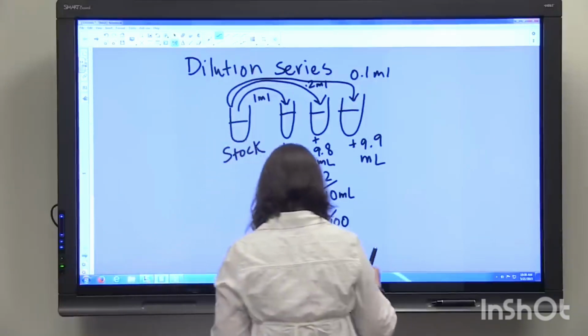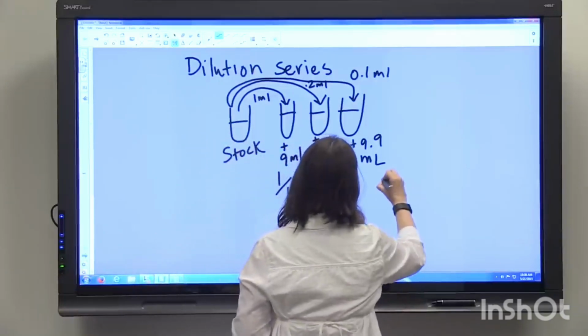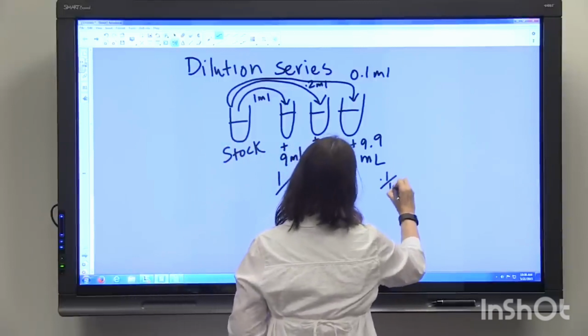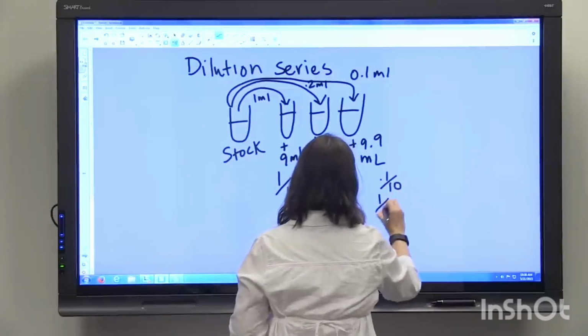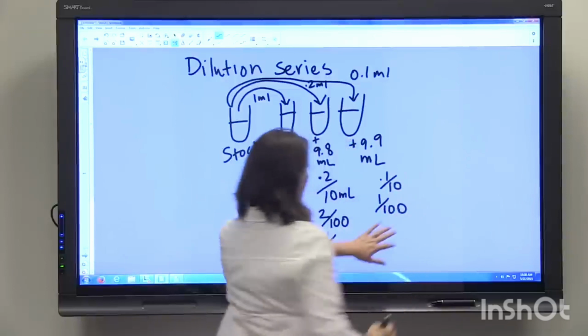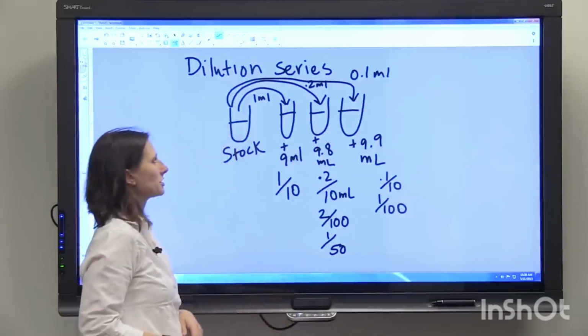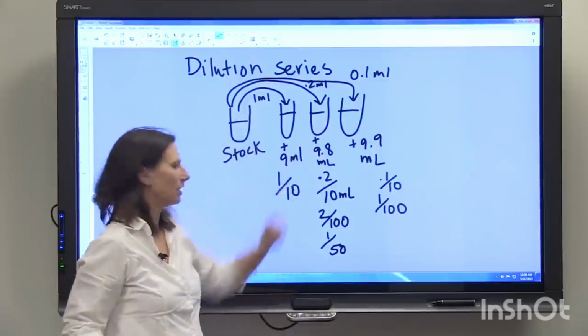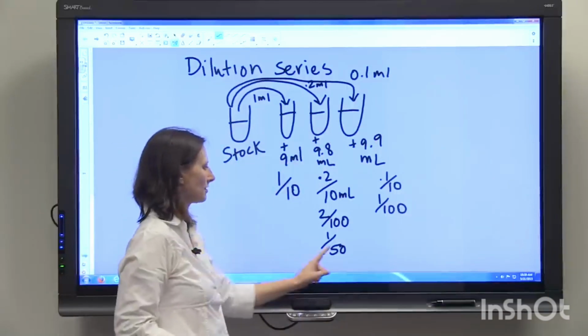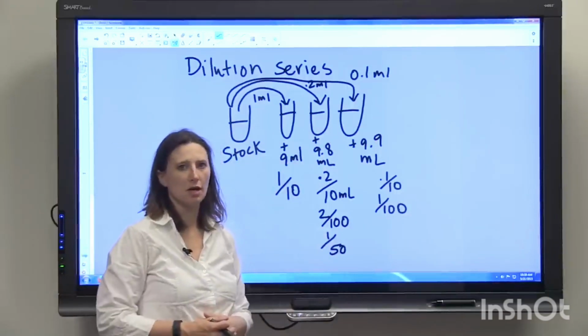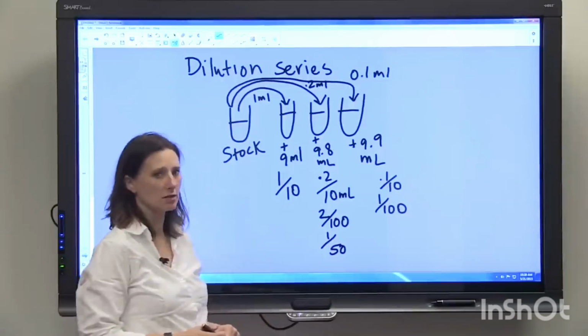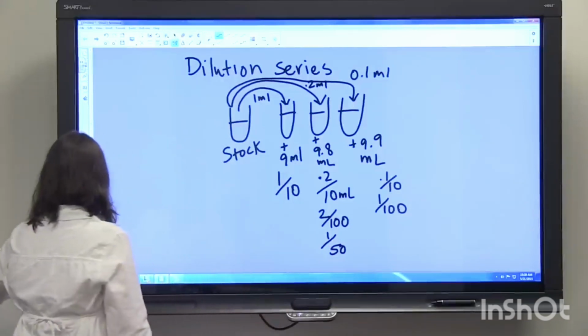That's our dilution factor there. And here, again, 0.1 out of 10 is 1 out of 100. That's our dilution factor for this third test tube. So that's a dilution series. It's just a series of dilutions, 1/10, 1/50th, and 1/100th of dilutions of our stock solution.